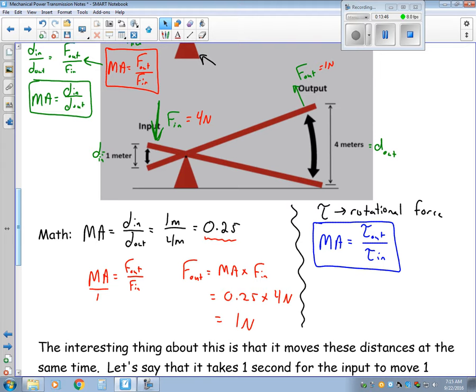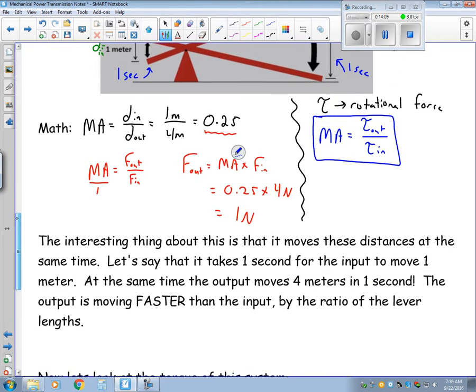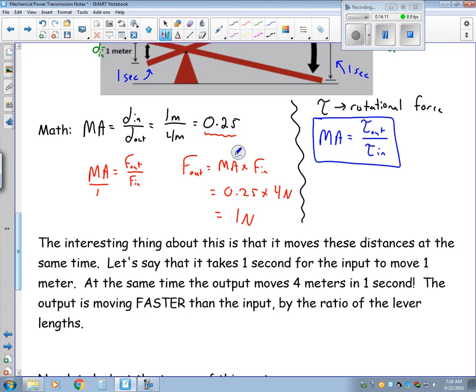All right, let's assume that it takes 1 second for you to push this side of the lever down. That means it would take 1 second for the other side to go up. The time on both sides would be the same. So the interesting thing then is that these distances are over the same time. So if it takes 1 second for the input to move the 1 meter, it's going to take 1 second for the output to move 4 meters. That means the output is moving faster than the input by that same ratio of mechanical advantage.